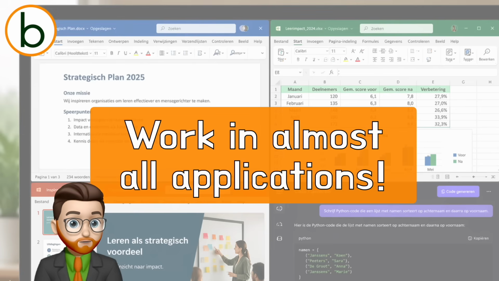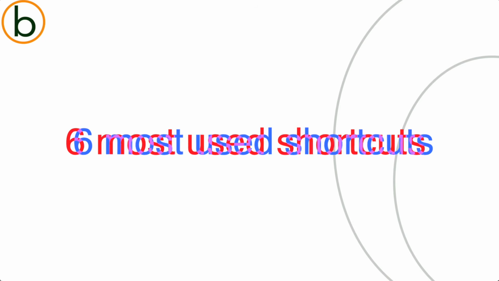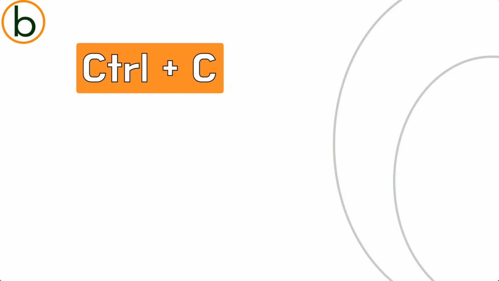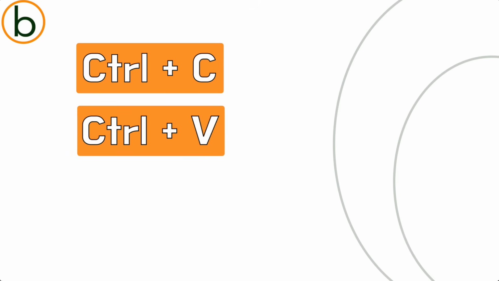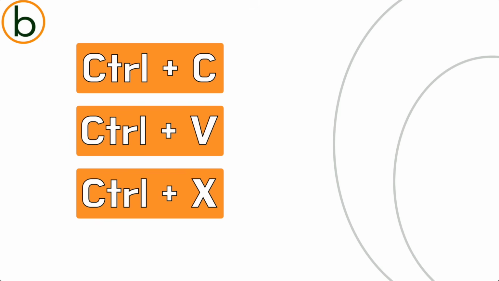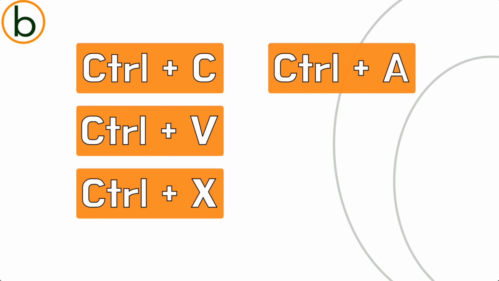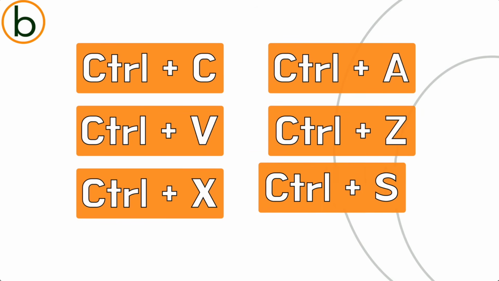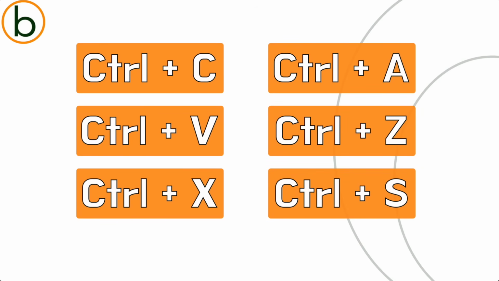So let's start with the most important shortcuts, ones you can use every day. These are the six most used keyboard shortcuts. First, you can copy using Ctrl C. Then you can paste what you've copied with Ctrl V. Ctrl X cuts something. Ctrl A selects everything. Ctrl Z undoes something. And Ctrl S saves your current file.